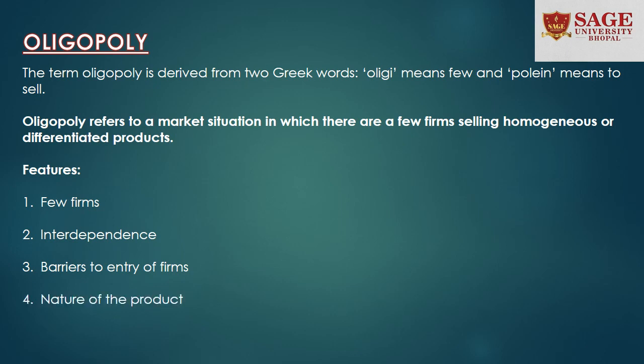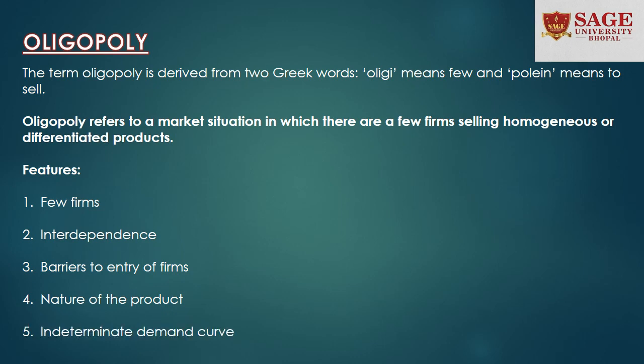Fourth, nature of the product. The firm under oligopoly may produce homogeneous or differentiated products. If the firm produces a homogeneous product like cement or steel, the industry is called perfect oligopoly. If the firm produces differentiated products like automobiles, the industry is called differentiated or imperfect oligopoly.